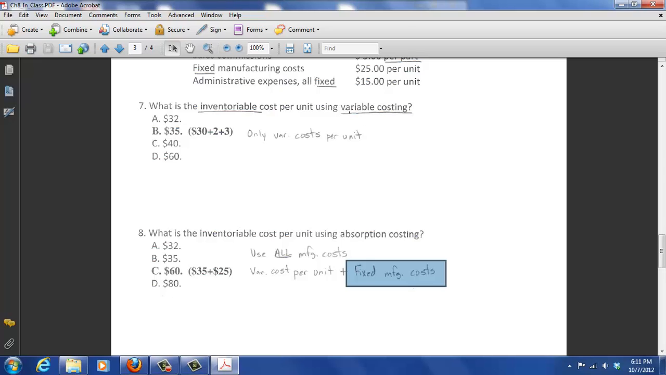Again, you can see the contrast here. Variable costing, $35, absorption costing, $60. And thinking back to the conceptual question above, absorption costing is always going to be greater than your variable costing.